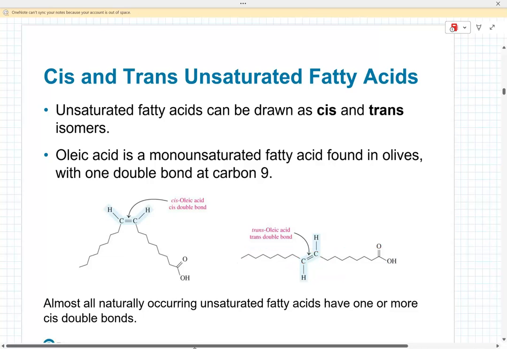I want you to compare these 2 molecules based on how they look in very simple terms. What would you say the difference is between them in terms of the shape? The left one, yes, the left one is bent, or as biochemists say, it's kinked. And the right one is just a straight molecule, right?